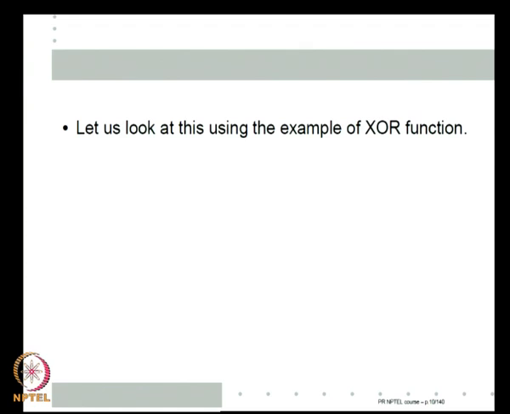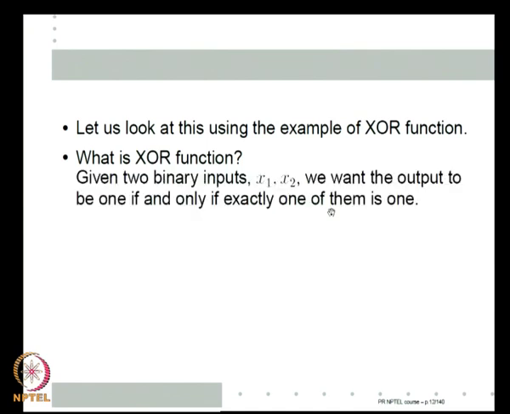Let us say we take the XOR function. When we did the linear models for classification and regression, we said XOR is one example of a classification problem which is not linearly separable, and hence a linear model is not good enough. What is the XOR function? It has two inputs and one output. So, given two binary inputs x1, x2, we want the output to be 1 if and only if exactly one of them is 1. If both of them are 0 or both of them are 1, I want the output to be 0, but if exactly one of them is 1, then I want the output to be 1. Okay.